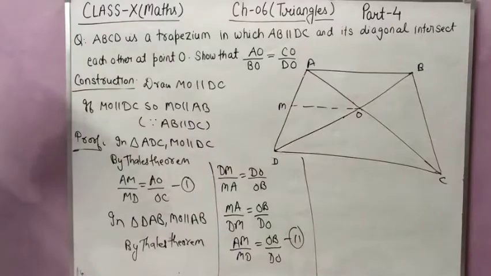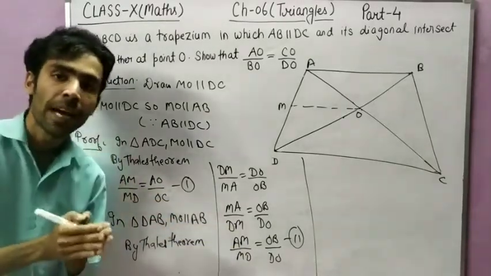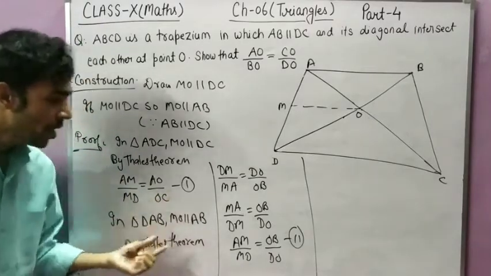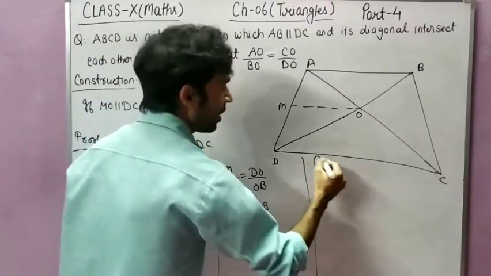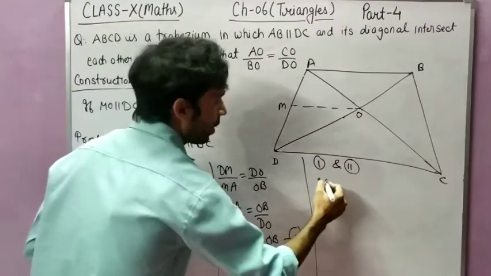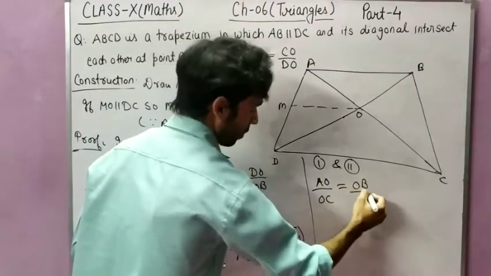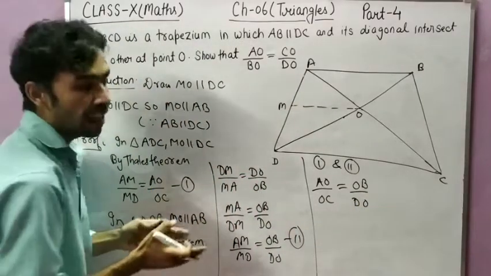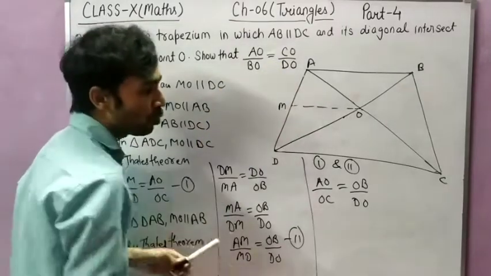Now see equation 1 and 2. In equation 1 and 2, both equations have equal left hand sides, because AM upon MD is equal to AO by OC and AM by MD is also equal to OB by DO. So from equation number 1 and 2, students, what can we write? From equation number 1 and 2, AO by OC is equal to OB by DO. Okay. Now see, whatever we want to prove, that is coming. AO by BO is equal to CO by DO.